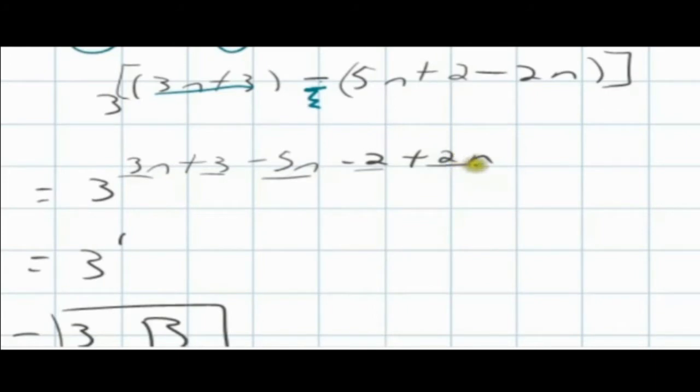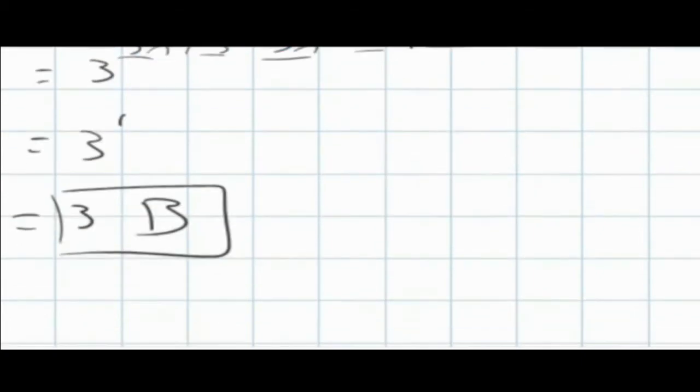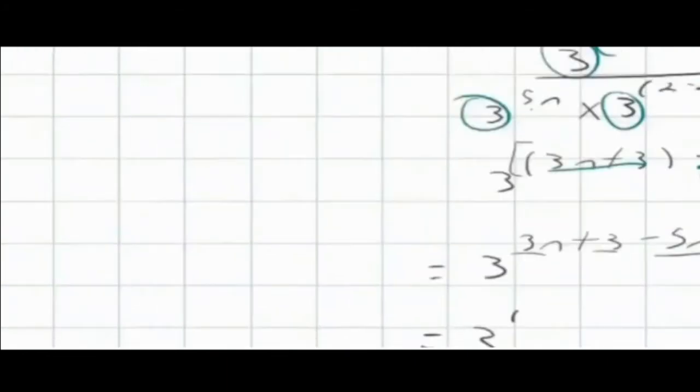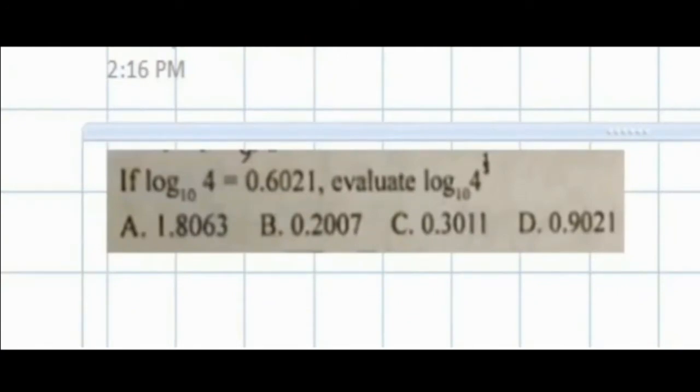So simplifying even further, I find I have a 3n minus 5n, and then plus 2n. That gives me 0. And 3 minus 2 is 1. So I have 3 to the 1 power, which means that my answer is just 3. Which is your option over here for B.